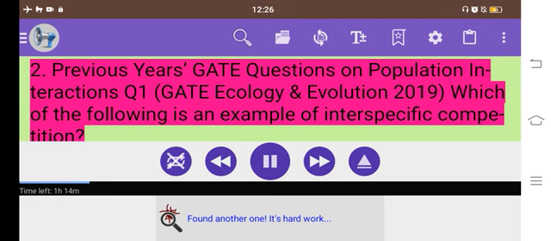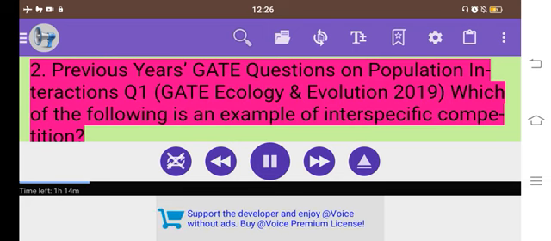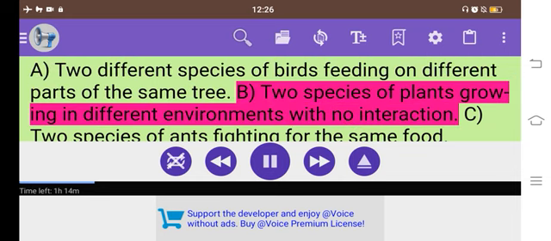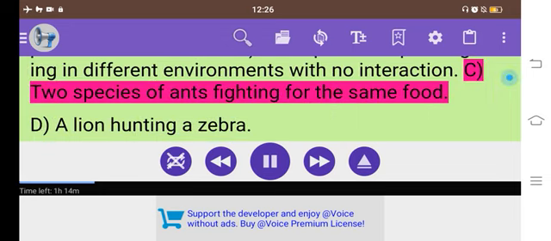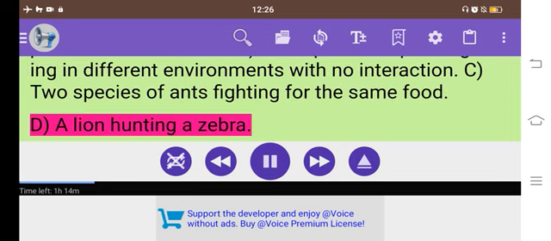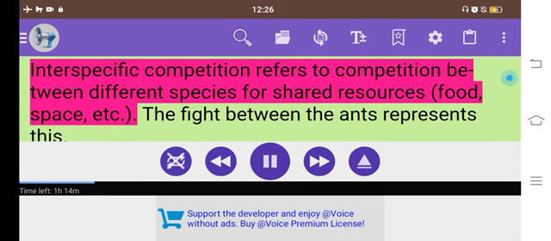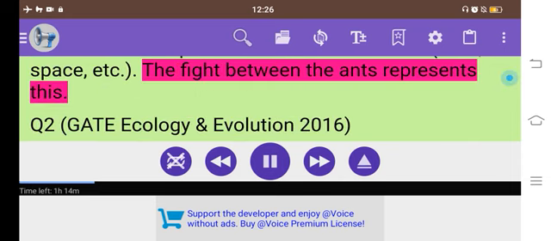Q1, GATE Ecology and Evolution 2019. Which of the following is an example of interspecific competition? A. 2 different species of birds feeding on different parts of the same tree. B. 2 species of plants growing in different environments with no interaction. C. 2 species of ants fighting for the same food. D. A lion hunting a zebra. Answer: C. 2 species of ants fighting for the same food. Explanation: interspecific competition refers to competition between different species for shared resources, food, space, etc. The fight between the ants represents this.